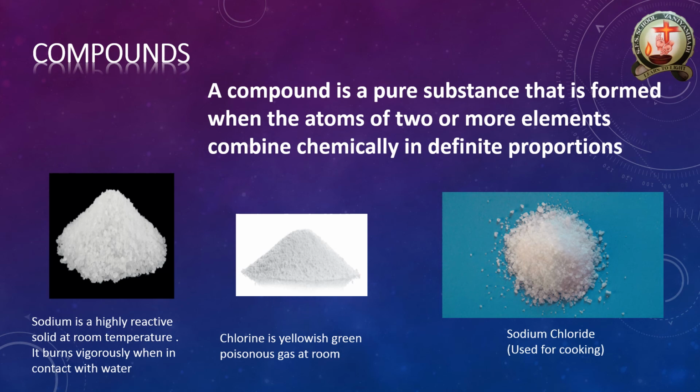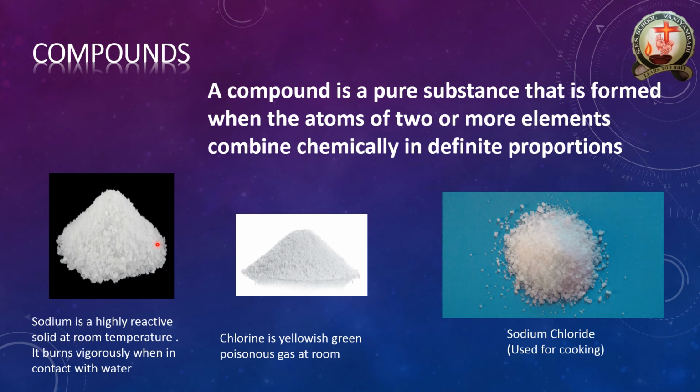Now we are coming to the compound. A compound is a pure substance that is formed when atoms of two or more elements combine chemically in a definite proportion. This is important. I take sodium metal and chlorine gas, and I make sodium chloride for cooking. Sodium is very reactive at room temperature. When I pass chlorine gas to the sodium, I get sodium chloride salt.